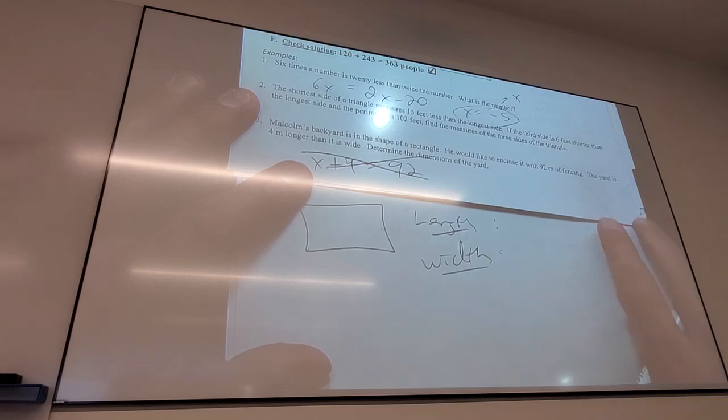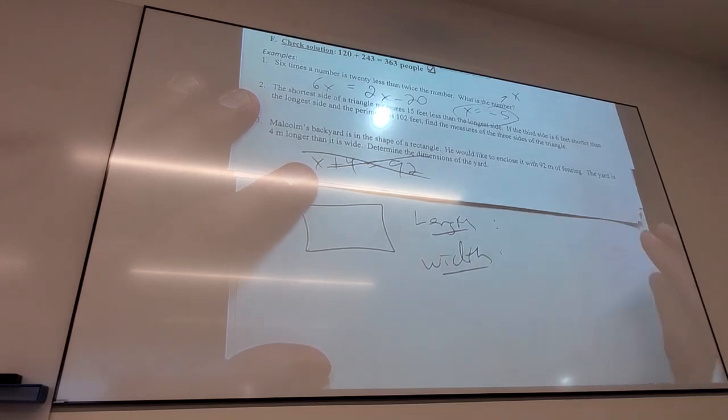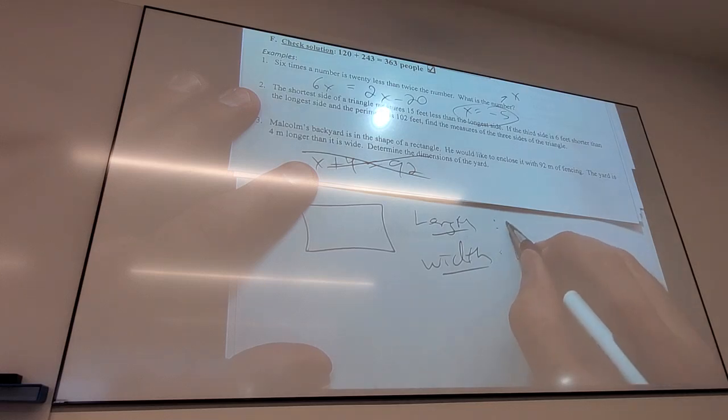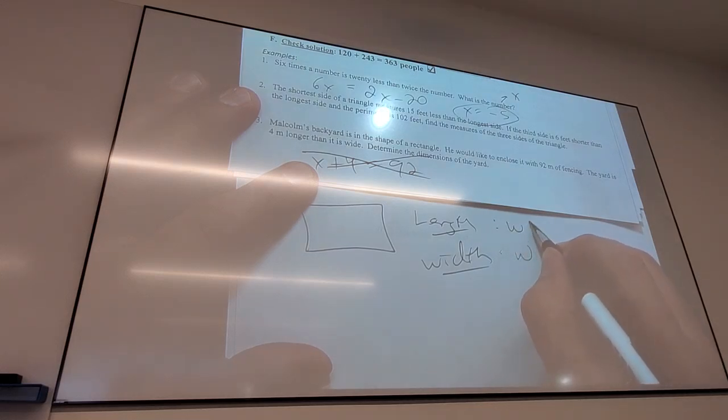Which one's got to be just a letter? So the yard is 4 meters longer than it is wide. So I need to know the width first. Are you guys with me? Yes. So I'm going to make a W just to be different. So then, what's the length? 4 W's. Careful. Yeah. 4 meters longer is not 4 times as long. 4 meters longer is W plus 4.